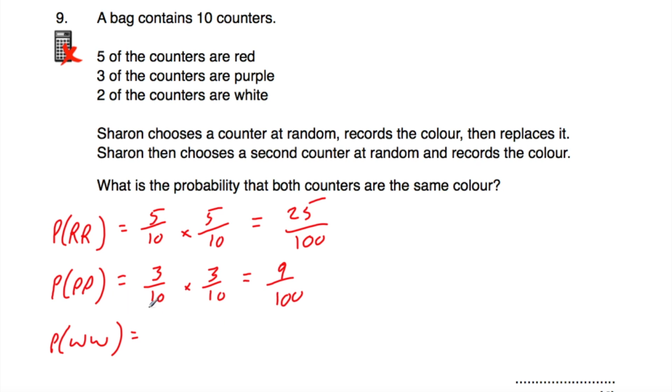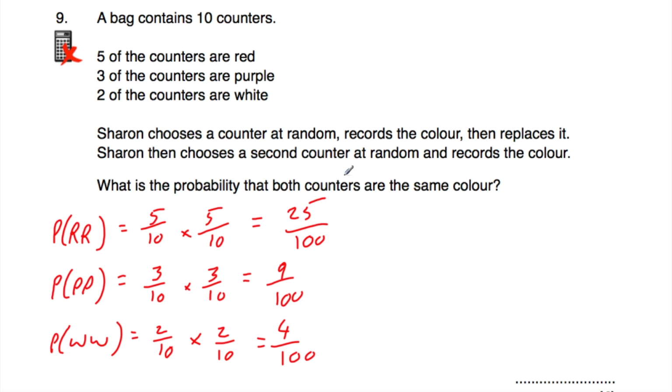And then finally, the probability of a white and then a white. Well, the probability of a white one is going to be 2/10, and then the probability of the next one being white would be 2/10. And then if we times them together, 2 times 2 is 4, and 10 times 10 is 100. So the probability of getting a red and a red would be 25/100ths. The probability of getting 2 purples would be 9/100ths, and the probability of 2 whites would be 4/100ths.